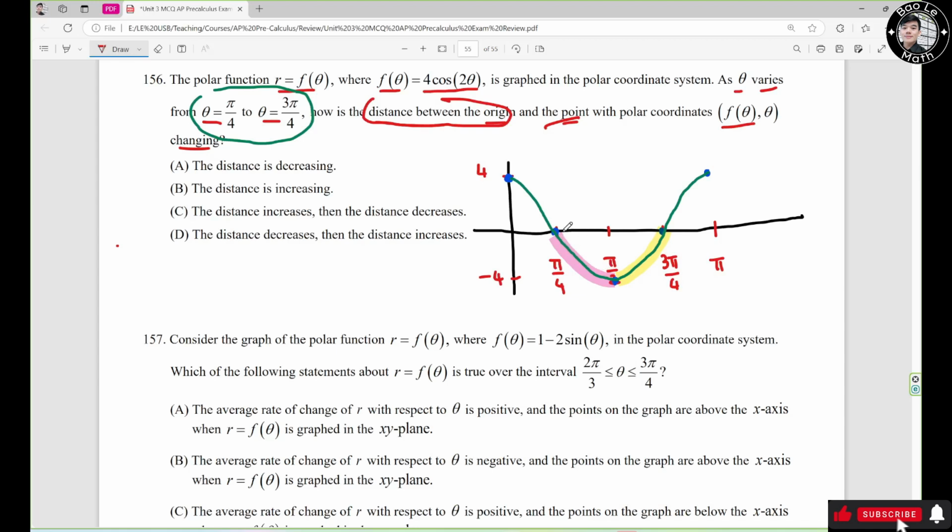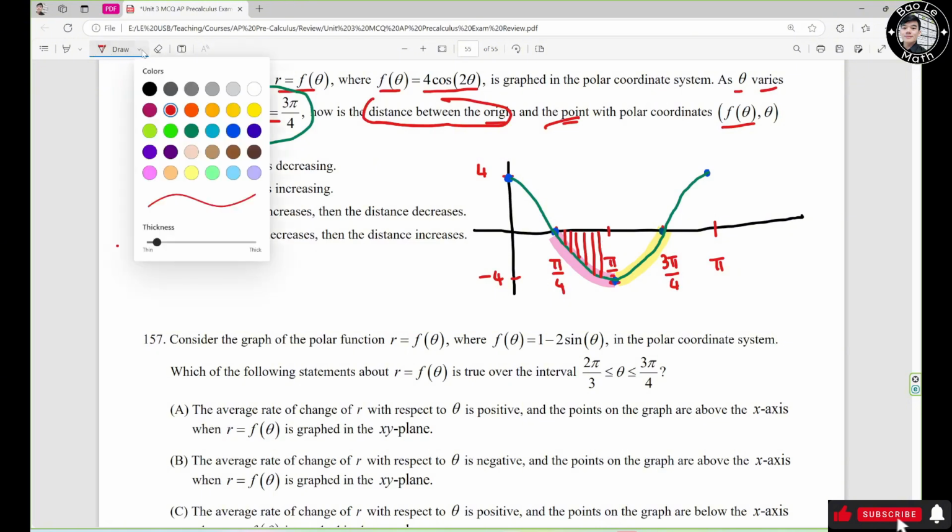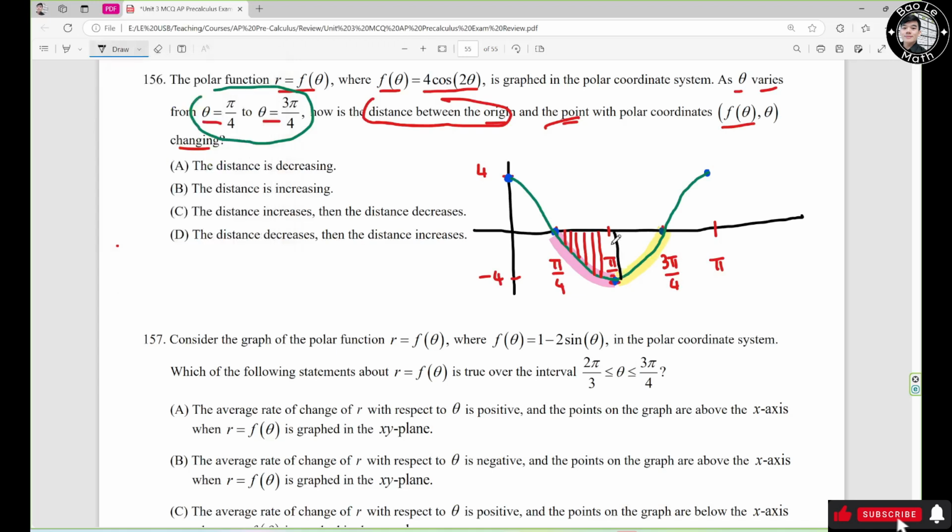Now look at this one right here. You see that from pi over 4 to pi over 2, the radius is getting bigger and bigger because it's further away from the pole, right? Now, from pi over 2 to 3 pi over 4, the radius is getting smaller. Look, right here is the maximum, and then it's getting smaller and smaller. You will see it, right? So the distance is increasing, then decreasing. The answer must be C.